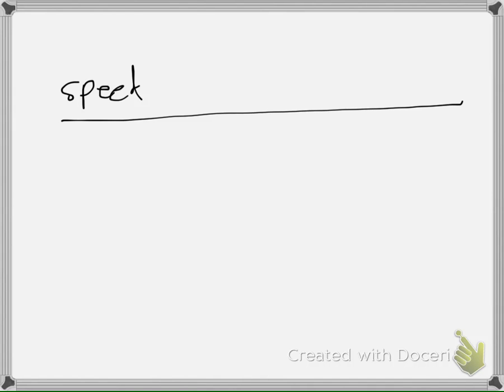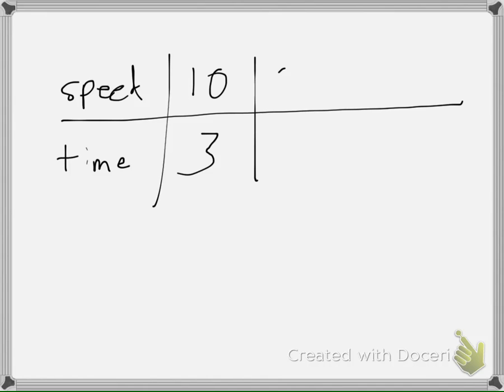Now, an example that is the opposite. This is speed, and this is time. And I have speed of 10 miles an hour over 3 hours, speed of 20 miles an hour over 1.5 hours, and a speed of 30 miles an hour over 1 hour. So my k value should equal the y value divided by x. So what's the y value for this first one?